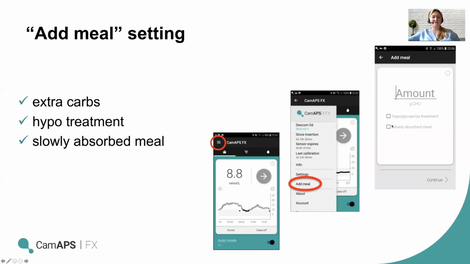And just as a reminder, that's also the section that you use if you are telling the system that you've had to have some hypo treatment as well. In that case, you would tick the hypo treatment box.